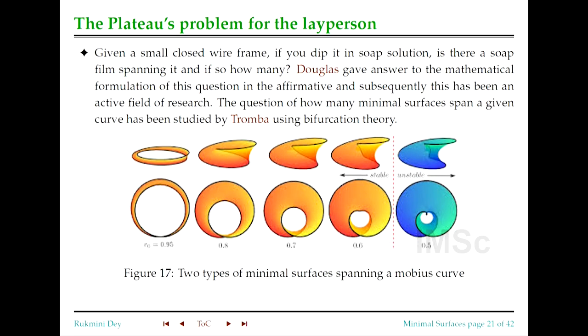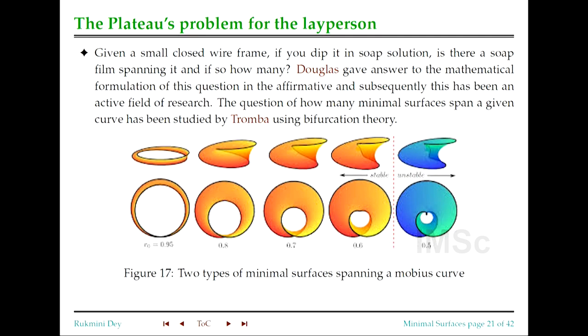Okay, Plato's problem for the layperson. Given a small closed wire, if you dip it in soap solution, is there a soap film spanning it, and if so, how many? Jesse Douglas gave an answer to the mathematical formulation of this question, and he got the first Fields Medal for this. He said yes, and subsequently this has been an active field of research. The question of how many minimal surfaces span a given curve has been studied by Tromba using catastrophe theory.